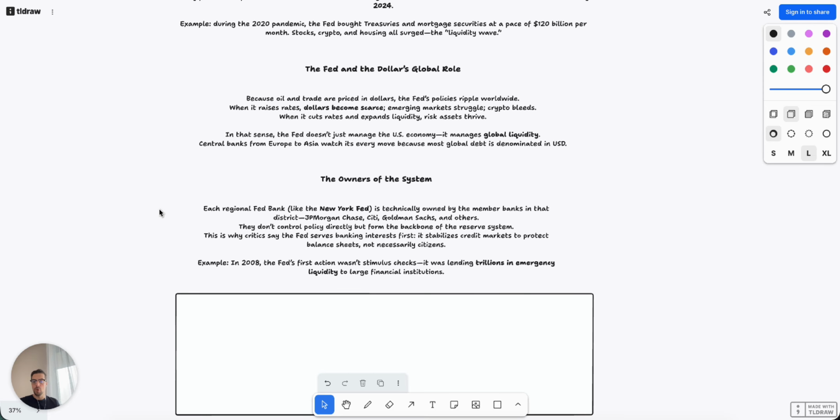Now, the owners of the system. Each regional Fed bank, like the New York Fed, is technically owned by the member banks in that district, like JP Morgan, Citi, Goldman Sachs, and others. They don't control policy directly, but form the backbone of the reserve system. So this is why a lot of people and critics say that the Fed serves banking interests first. It stabilizes the credit markets to protect the balance sheets and definitely not the citizens.